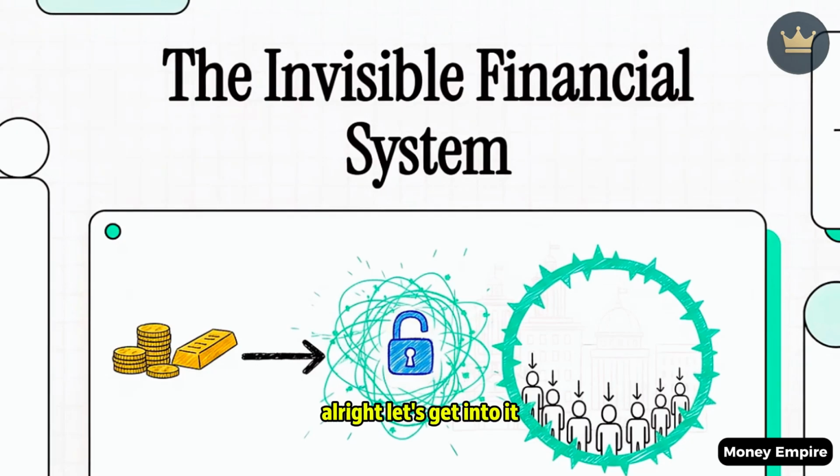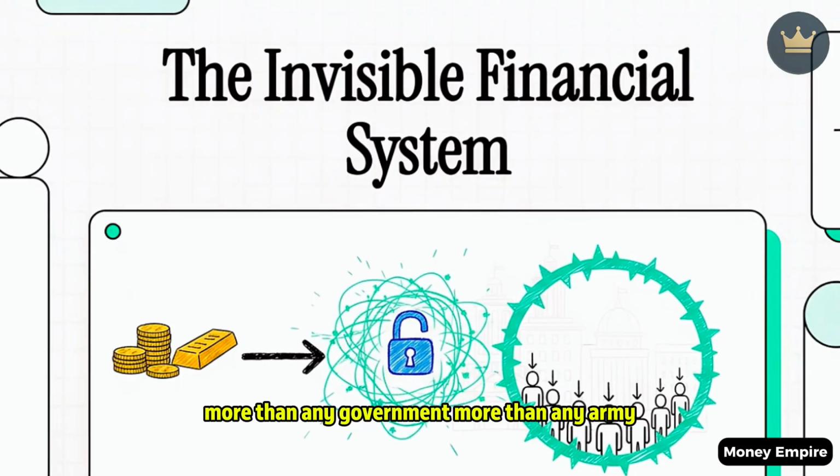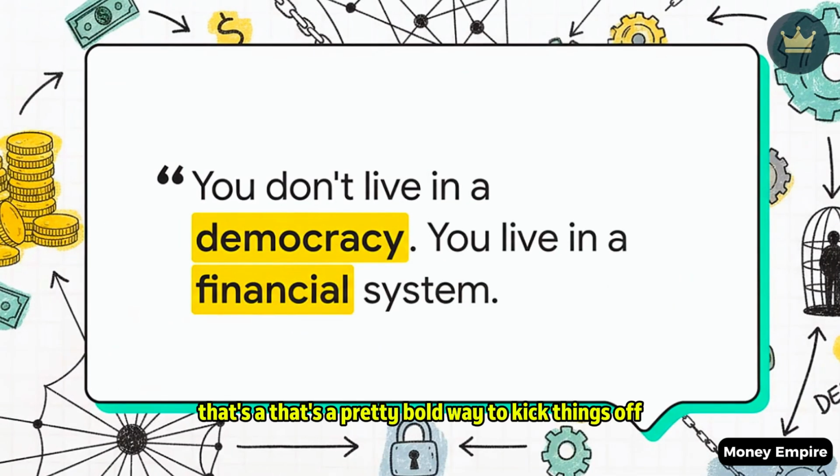All right, let's get into it. Today, we're going to talk about a system that honestly shapes our world more than any government, more than any army, but most of us never really see it. We're talking about the invisible financial system. That's a pretty bold way to kick things off, isn't it? But it really gets to the core of what we're exploring.